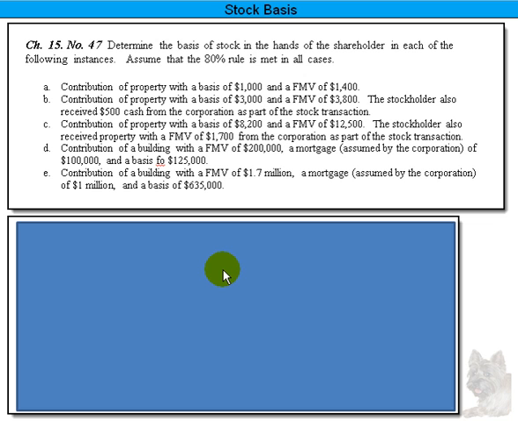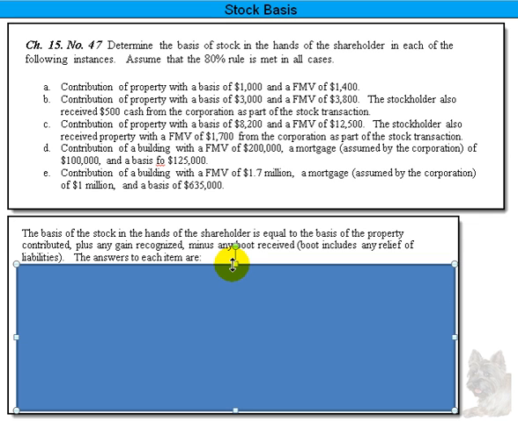contribution of property had a basis of $1,000 and a fair market value of $1,400. First I want to point out the general rule. Okay? And the general rule is the basis of the stock in the hands of the shareholder is equal to the basis of the property contributed plus any gain recognized minus any boot received. Boot, of course, is cash you receive. Boot includes any relief of liabilities as well.